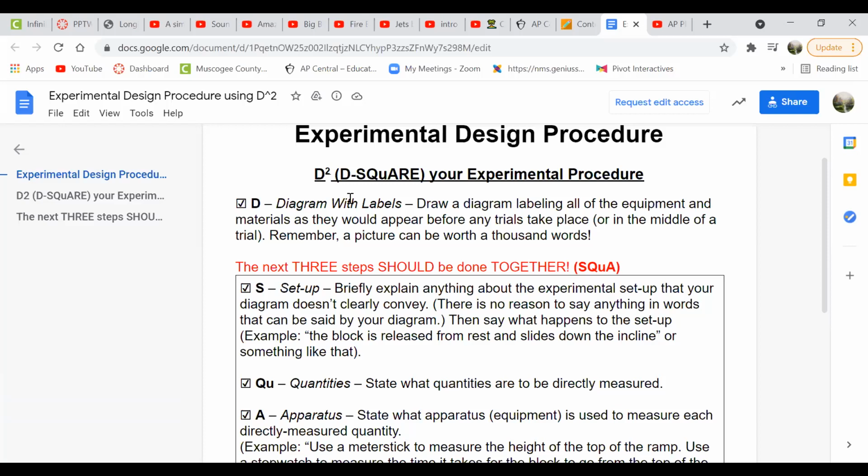So the diagram is useful. Make sure you label your diagram, or else it's useless. Because most of y'all's drawing skills, in the amount of time that you'll have, are not good enough.